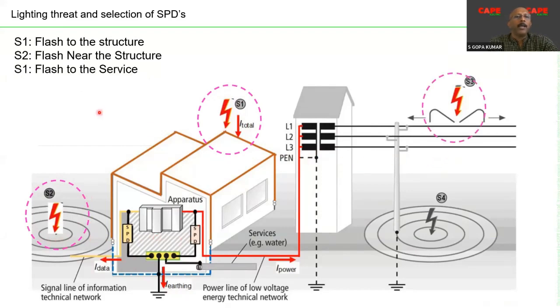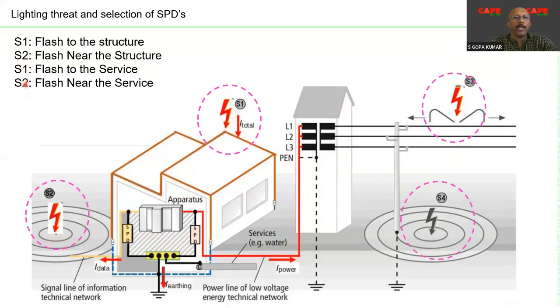Number 3, sorry, this is not S1, it is S3: flash to the service. It means you have an overhead line and there is a direct lightning strike on the overhead line. Current may enter into your building through the service line. And the fourth one, this is S4, not S2.